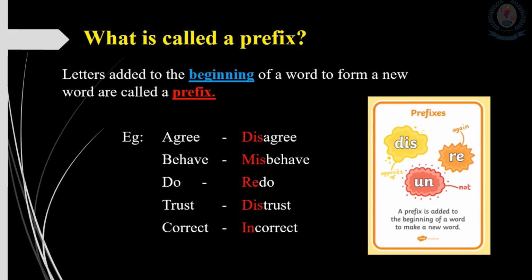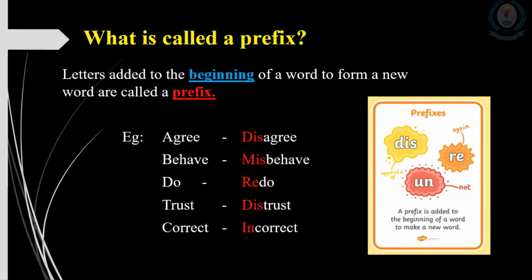Now for an example, look at the first word. The first given word is agree. The word formed by adding the prefix is disagree, which means having expressed a different opinion. In this way, almost all the words will give out a different meaning after adding a prefix to the word.